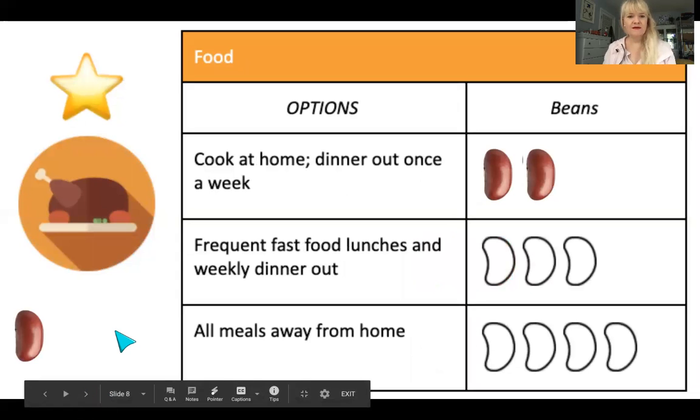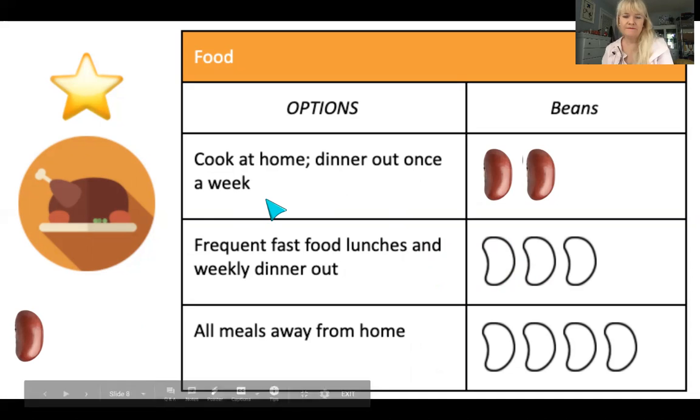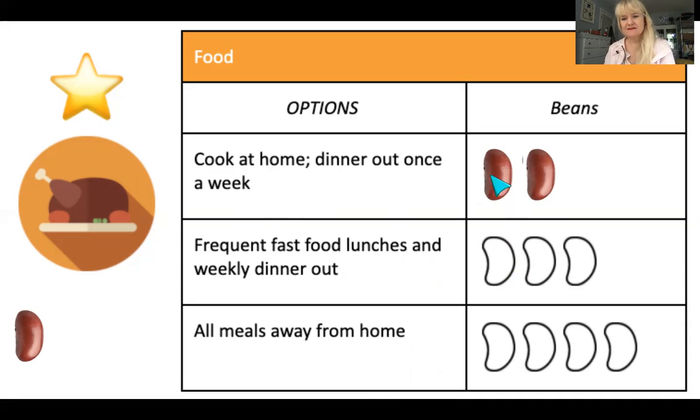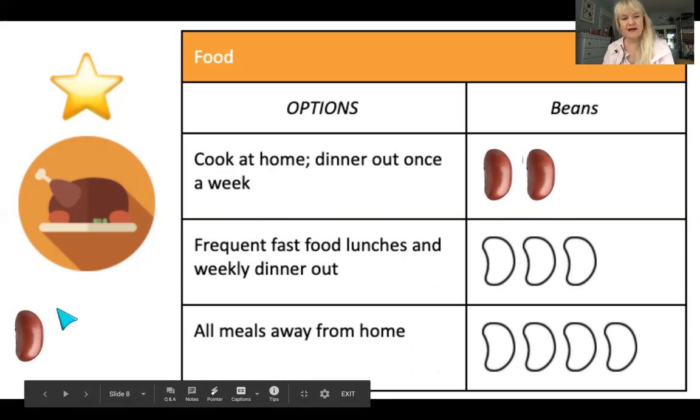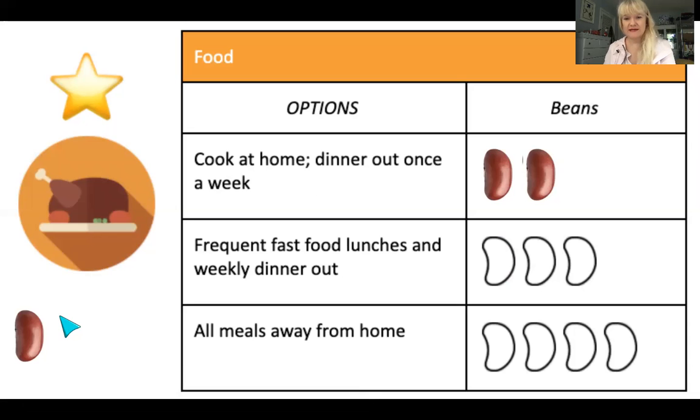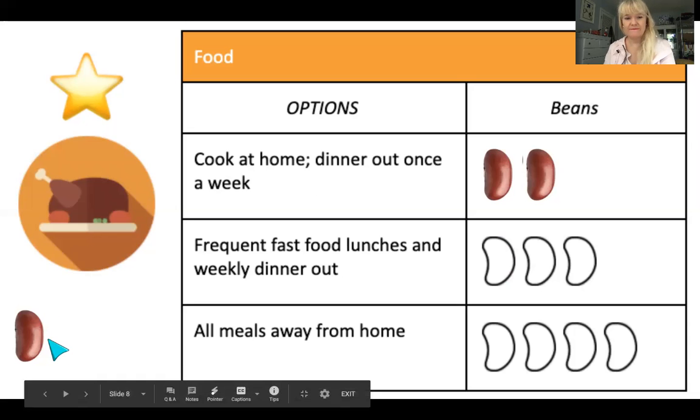Food. Okay. The first option is cook at home and have dinner out once a week. All right, that costs 2 beans. And that's the option that I've chosen here. I'm okay cooking at home. I like to have dinner out, but I don't need to do it very often. So I'm okay having the 2 beans here and having 1 that I'm not going to spend right now. So I leave it over here.